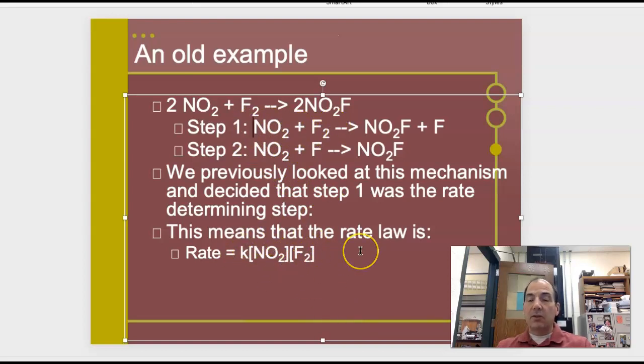Notice that the reaction is second order overall. It's okay for it to be zero, first, or second order. So this is still an elementary reaction. We're good to go. That is the rate law. That's it. So it's really very simple if we have the mechanism.